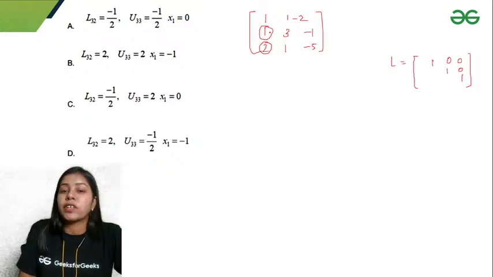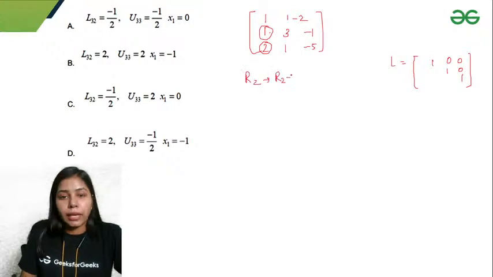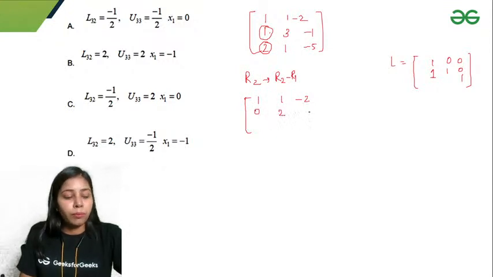First I'll make this 0. R2 tends to R2 minus R1. That means I am subtracting 1 times R1 from R2. So let's put 1 here in L, right? So what would I get? 1 1 minus 2, and we'll get 0, 3 minus 1 is 2, minus 1 plus 2 is 1, right?